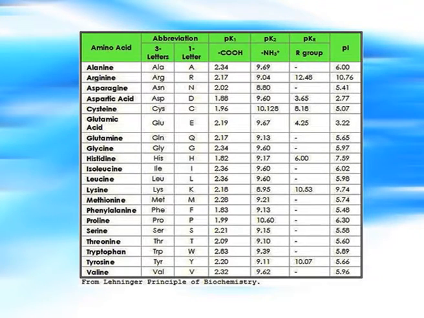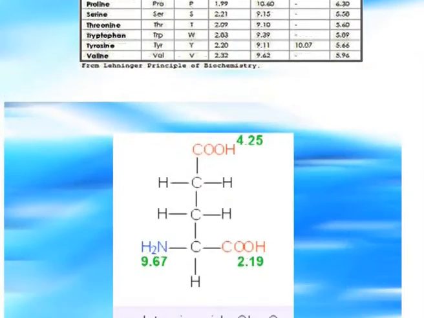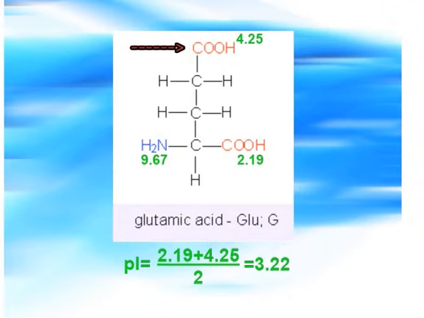However, there are amino acids which contain a carboxylic acid group or NH2 group at the side chain. For example, glutamic acid has an extra COOH group, other than the alpha carboxylic acid group, at its side chain. The pI of glutamic acid is calculated as the mean of the pK values of the alpha carboxylic acid group and the side chain carboxylic acid group.